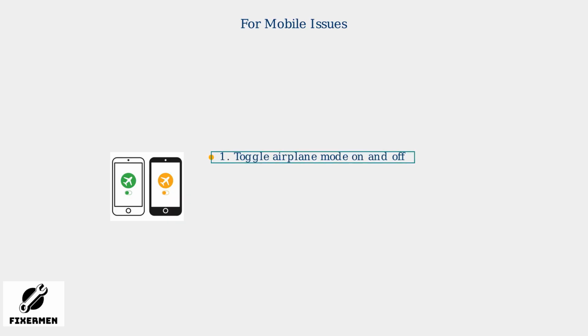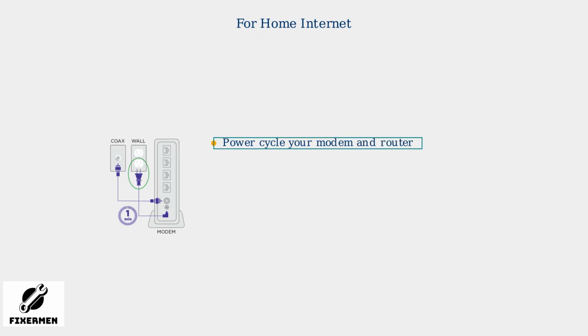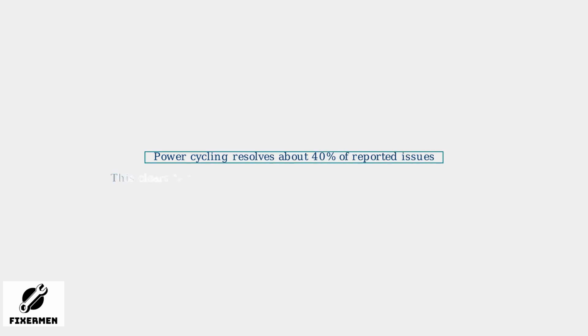First, toggle airplane mode on and off to reset your phone's cellular connection. Second, simply restart your phone to clear any temporary software glitches. For home internet problems, power cycle your modem and router. Simply unplug both devices for 30 seconds, then plug them back in to reestablish the connection. According to AT&T's troubleshooting guide, power cycling resolves about 40% of reported issues. This simple process helps clear temporary glitches and reestablish a stable connection to the AT&T network.